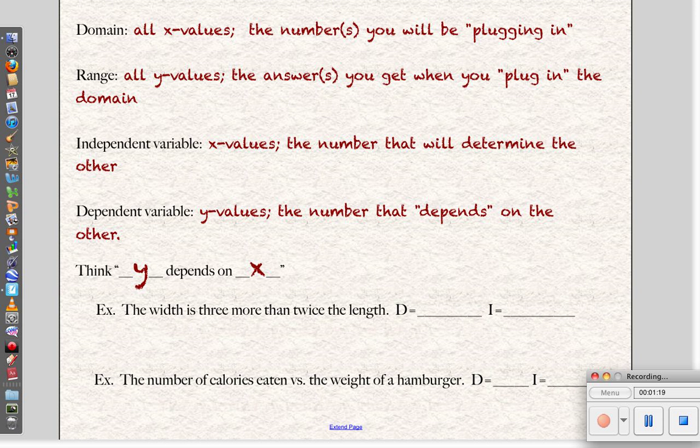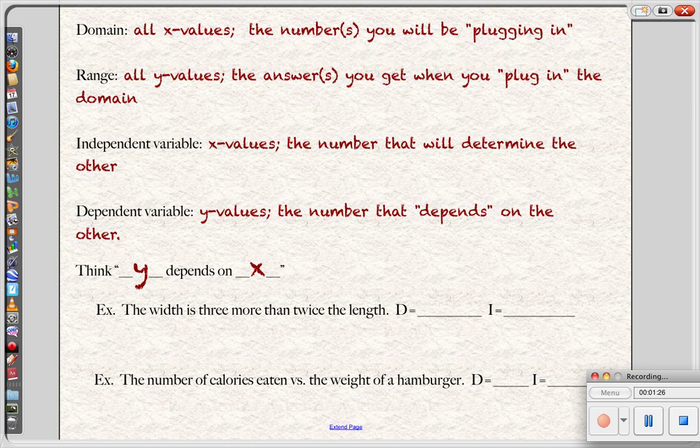Okay, so the independent and dependent variables, that is helpful if I have an expression or if I have words that I need to put into an equation, like the ones that I have below. It might be helpful to think of this little kind of expression here. Something depends on something. So if you can fill in those blanks, then you know what x and y is. The y values depend on the x values.